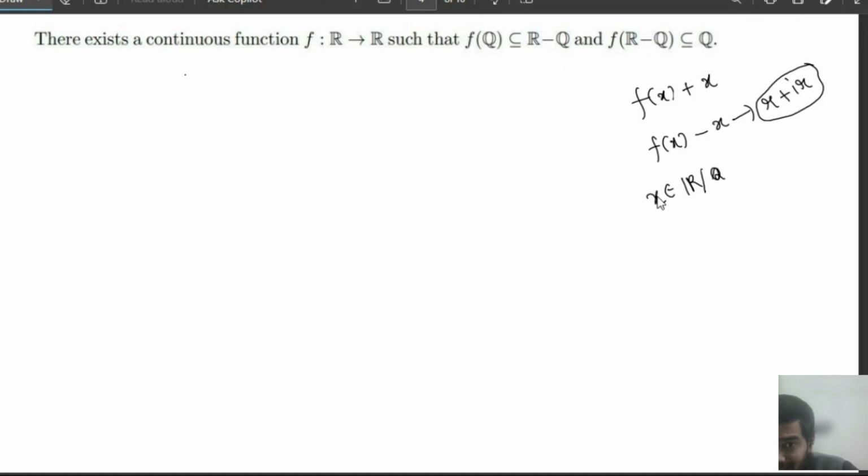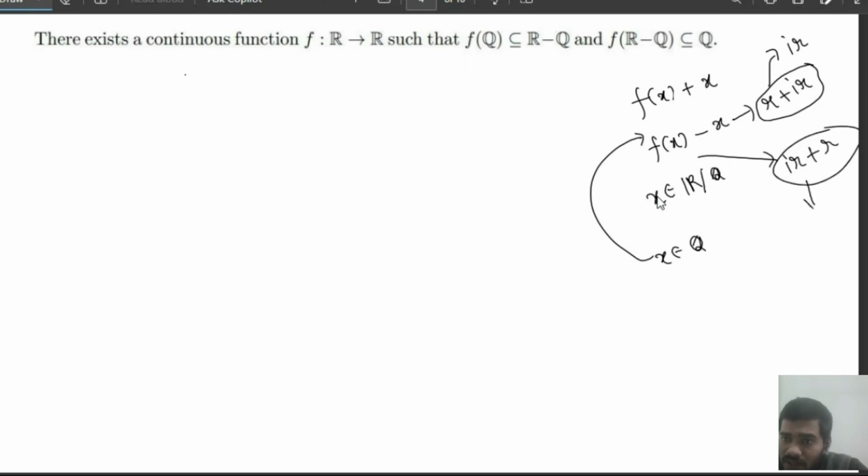Sum of a rational and an irrational number. Is it irrational? Irrational. Yeah. So this will be a rational number. Now again, if I plug in x belongs to Q there, then what will happen? f(x) will give us an irrational number, and x is already a rational number. So again, it will be irrational plus rational, which again will give us an irrational number.